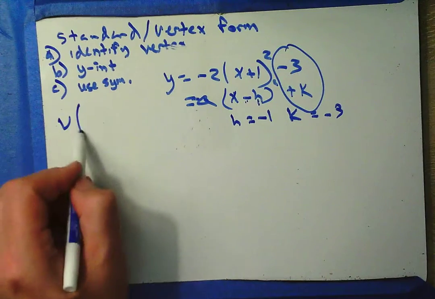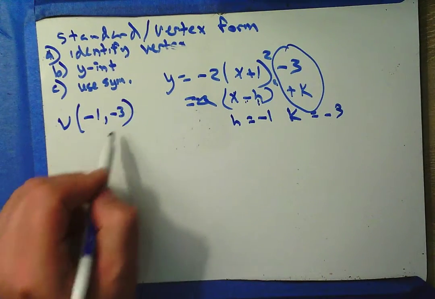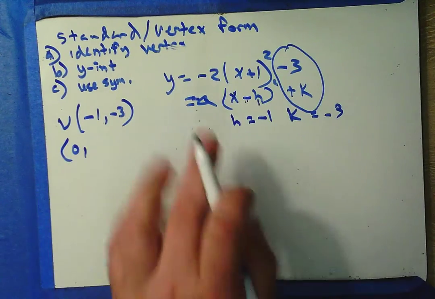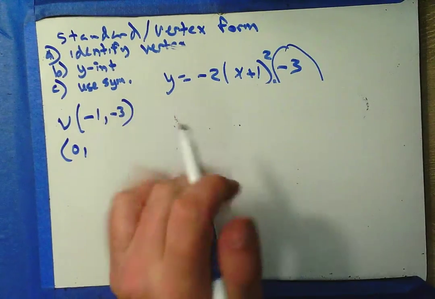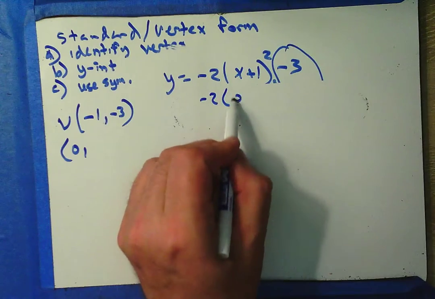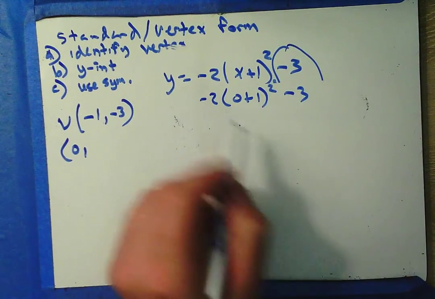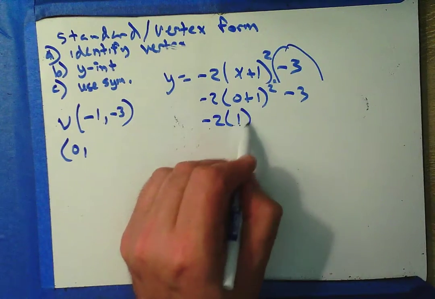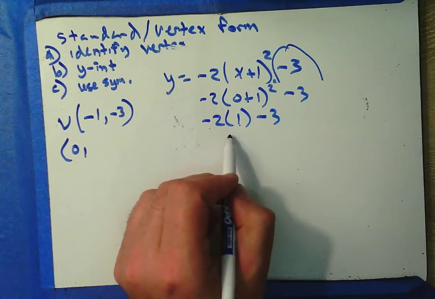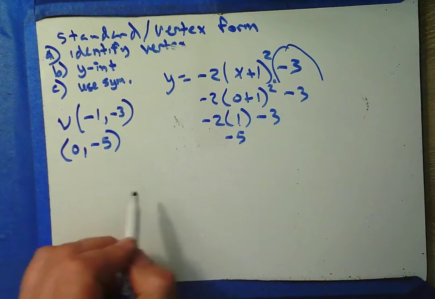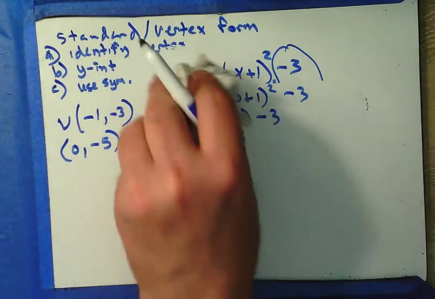Okay, so we know that the vertex is at negative 1, negative 3. What about the y-intercept? What happens when I plug 0 in for x? Okay, I'm going to have negative 2 times (0 plus 1) squared minus 3. And so I get negative 2 times 1 minus 3, and I get negative 5. So 0, negative 5 is my y-intercept.